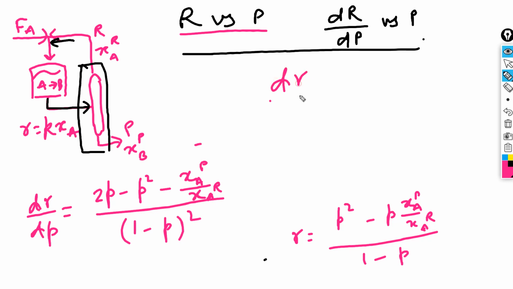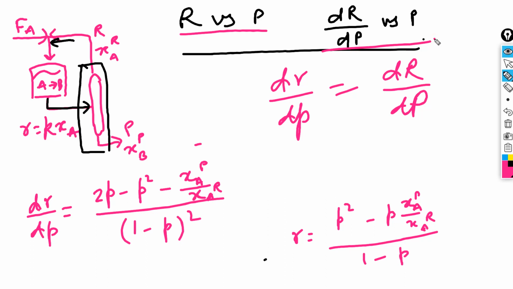dr by dp is the same as dr by dp because you multiply and divide by p max, both numerator and denominator, this is the same thing. So this is what we wanted, so we've gotten this too. So these two things we have now been able to obtain. So I will just summarize this in the next slide.